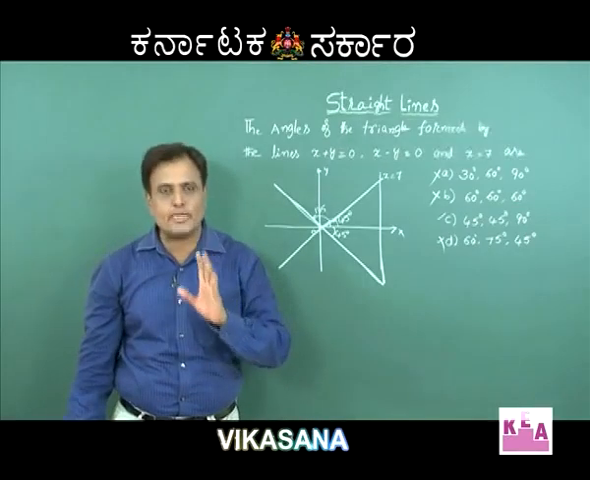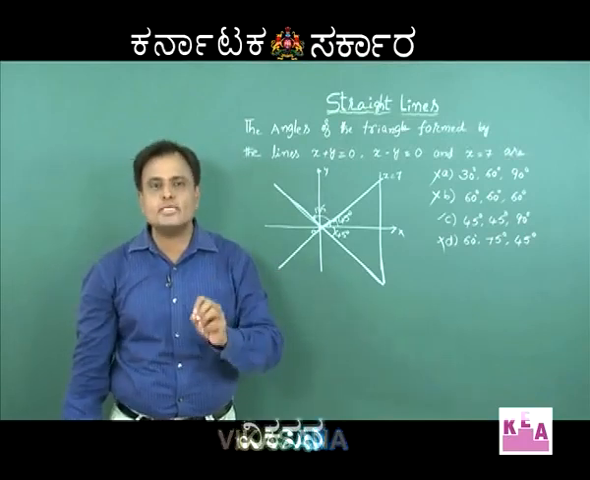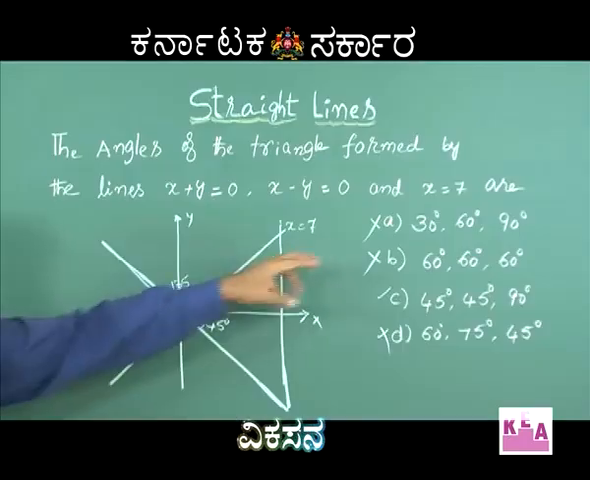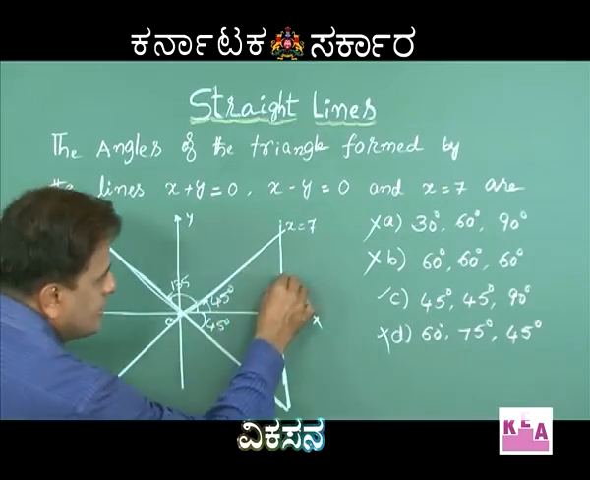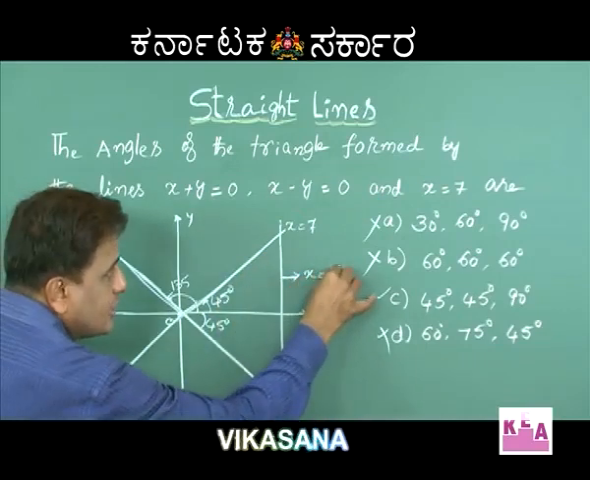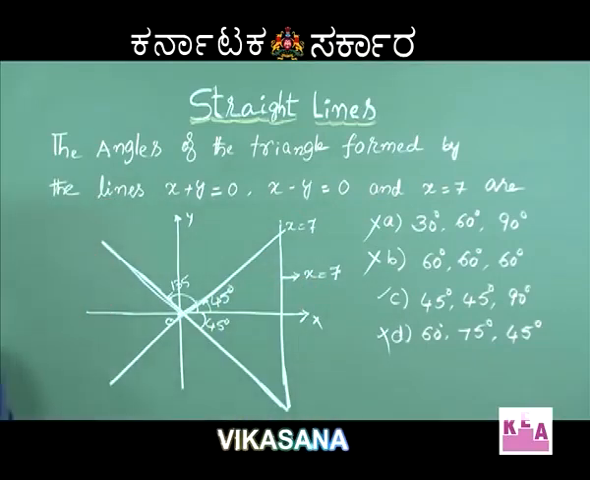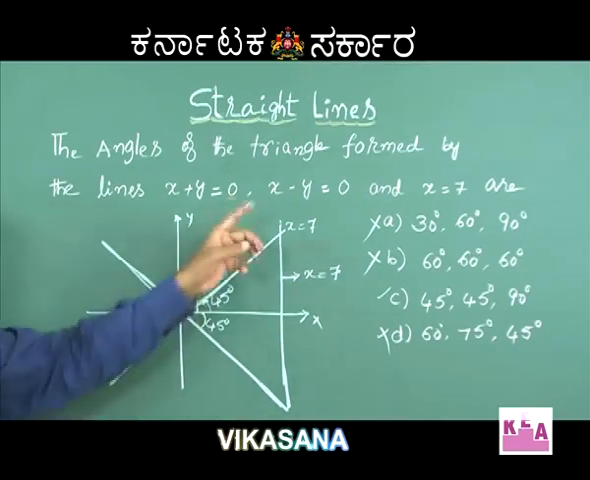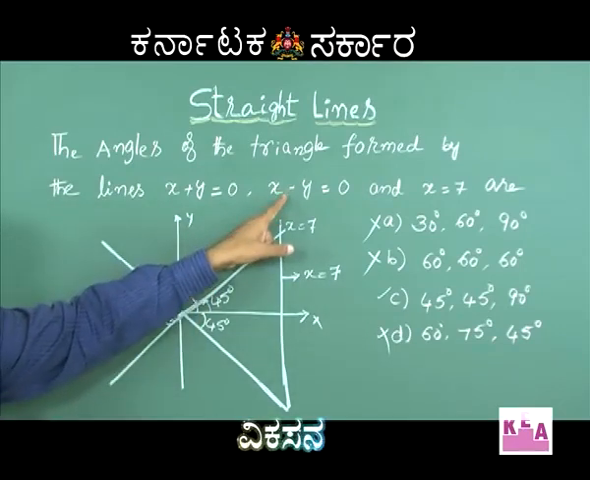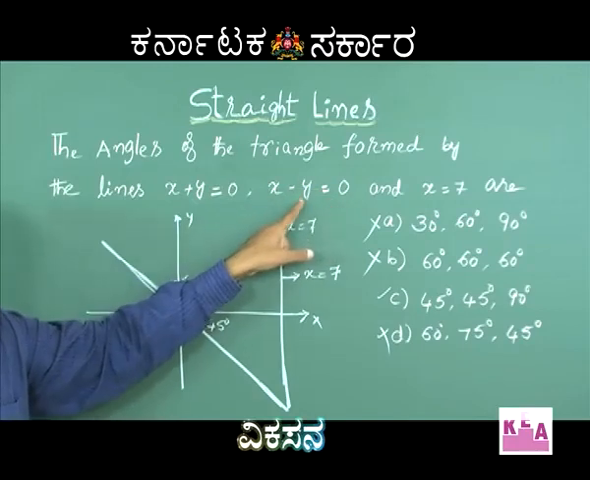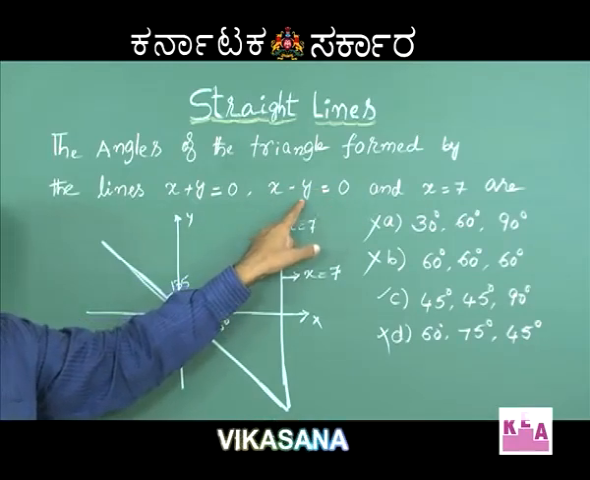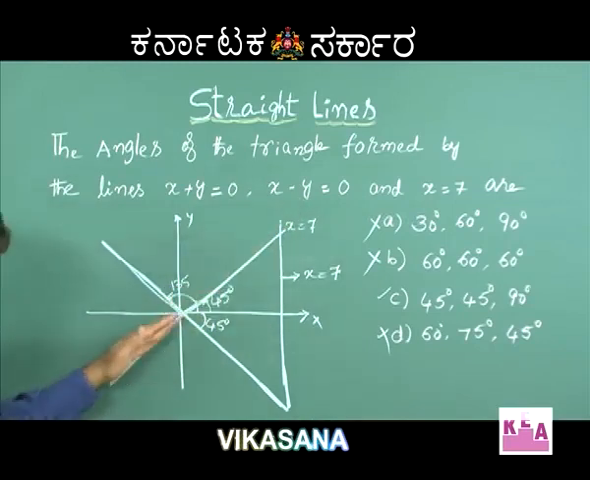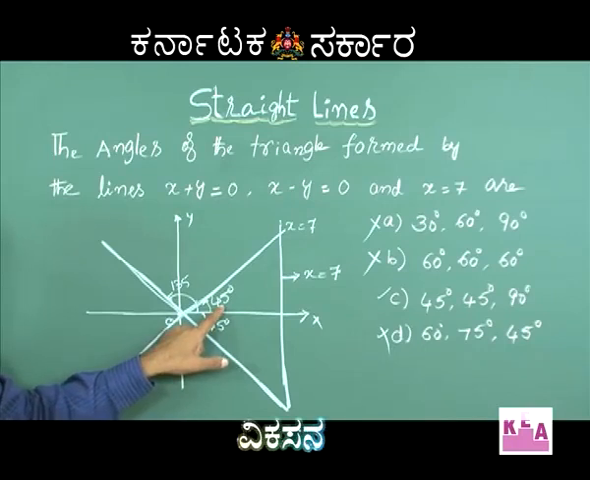So, let me once again explain why option C is the right option. As x is equal to 7, this line is parallel to the y axis. And if you consider the line x minus y is equal to 0, this can be written as y is equal to x, y is equal to mx, therefore slope is 1, which passes through origin. Slope 1 means it will make an angle of 45 degrees with the positive x axis.